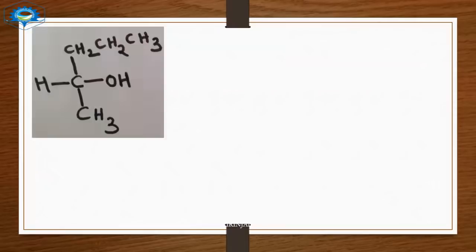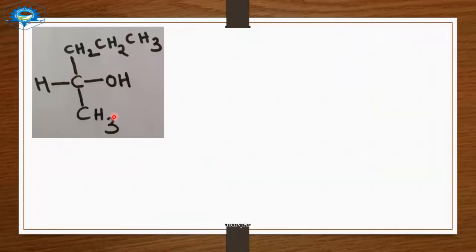Structure of 2-pentanol: we have 5 carbon atoms. Pentanol, pent means 5 carbon atoms. C-C, 1, 2, 3, 4, 5. In the second position, there is an alcohol OH group. Then it is known as 2-pentanol, alcohol group in the second position. This is the structure of 2-pentanol.